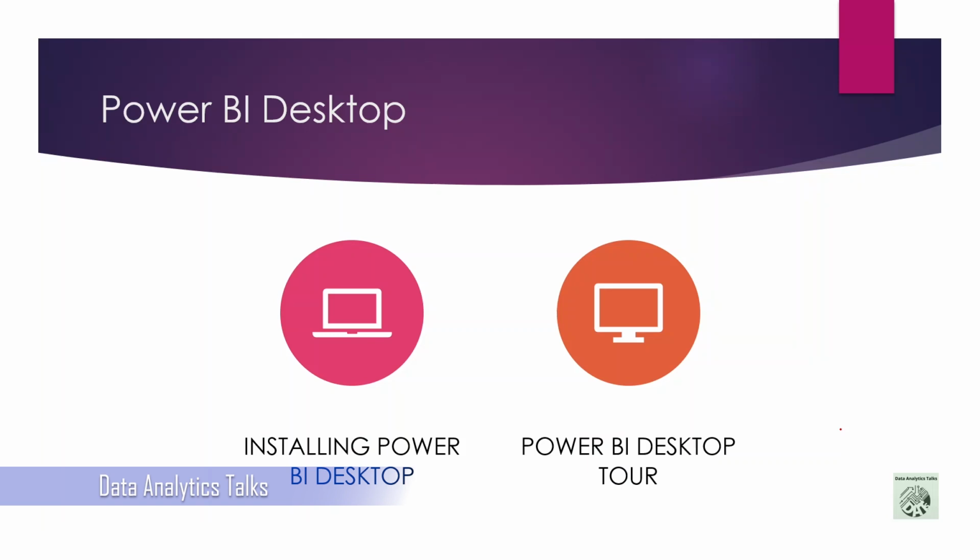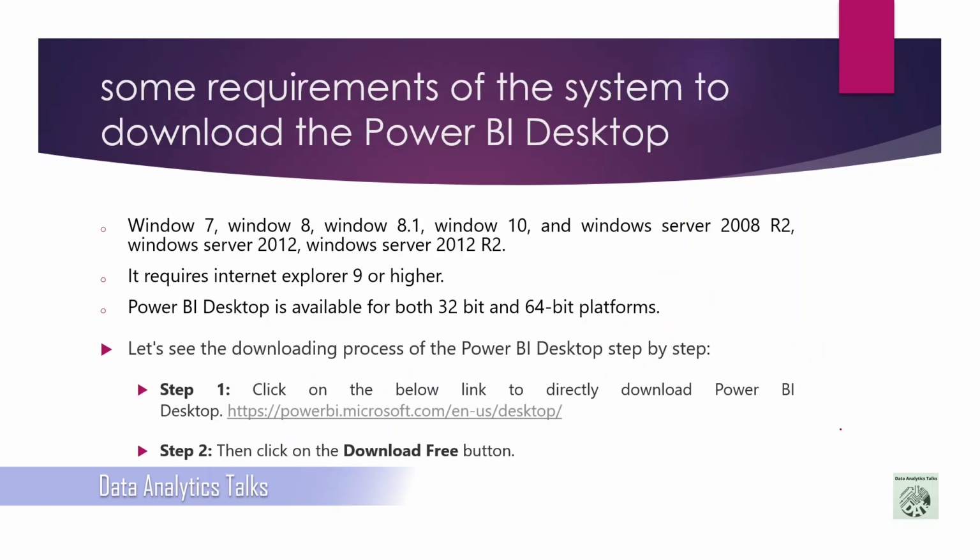As and when you want to install something on your computer, you want to know whether the system is meeting the prerequisites, right? So let's check that. Here are some of the requirements of the system to download Power BI Desktop. If your operating system is one among these, you are good to go. Maybe Windows 7, Windows 8, Windows 8.1, Windows 10, Windows Server 2008 R2, Windows 11, then Windows Server 2012, Windows Server 2012 R2, and all the latest editions. This information could be a bit outdated.